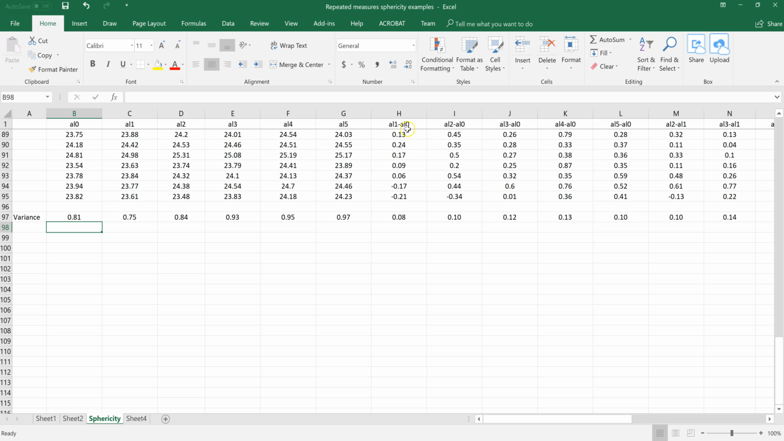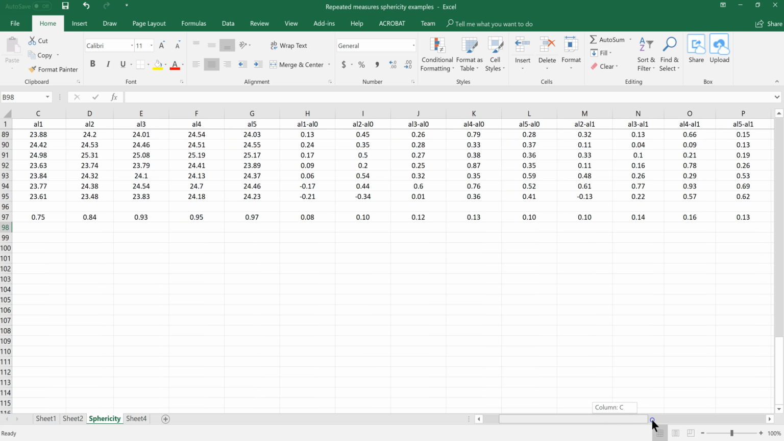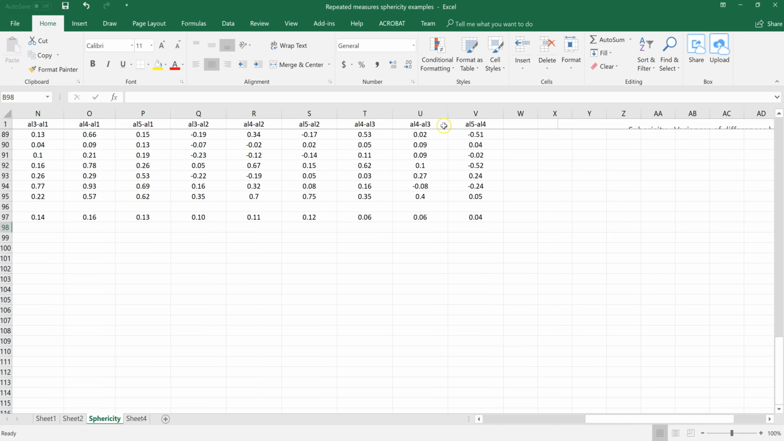We have AL1 minus baseline, AL second year minus baseline, third year, fourth year, fifth year, and then the second year minus the first year, third year minus the first year, and so on all the way out to the fifth year minus the fourth year. And under each one, we calculate the variance. Now, sphericity says that all these variances are equal.